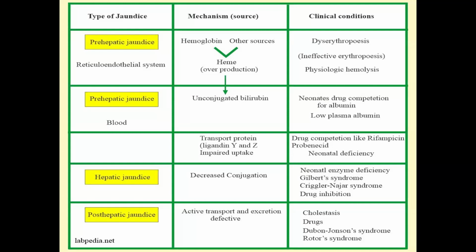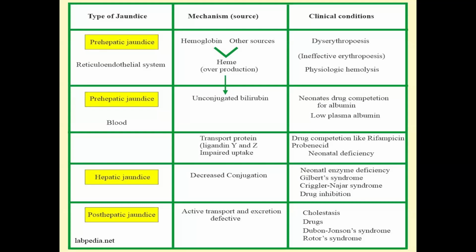Okay, so drug competition for albumin binding. So bilirubin does not have albumin for binding. So more unconjugated bilirubin is there in the circulation because of drugs. And because of low plasma albumin, unconjugated bilirubin can be increased. The transport protein which is going to take up the bilirubin into the liver can face drug competition, like rifampicin, or neonatal deficiency of the transport protein for the uptake of the bilirubin. After albumin is released, bilirubin should be taken up into the liver. If the transport protein is not there, it can lead to increased unconjugated bilirubin.